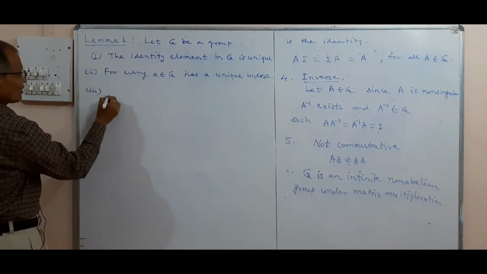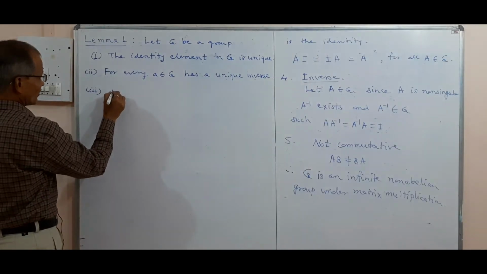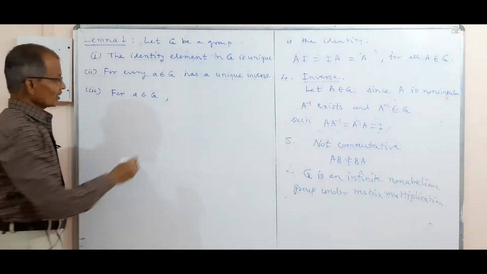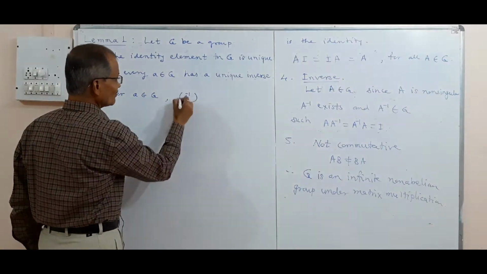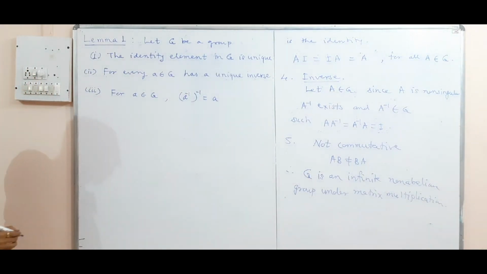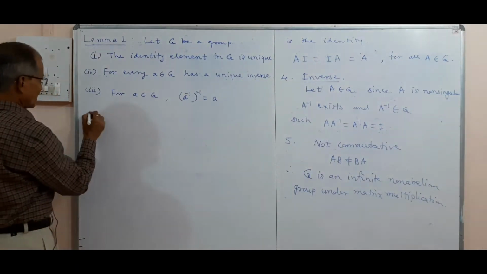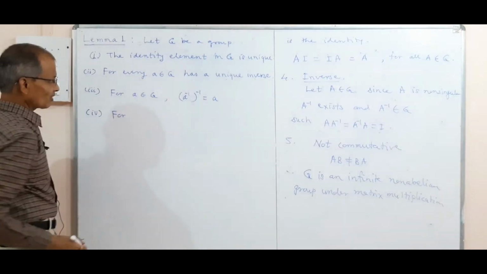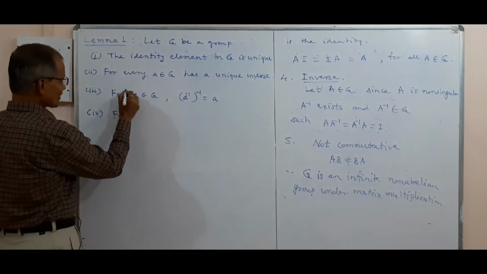Third, for a belongs to G, we have inverse of a inverse is equal to a. Double inverse is same as a. And this happens for every a belongs to G.